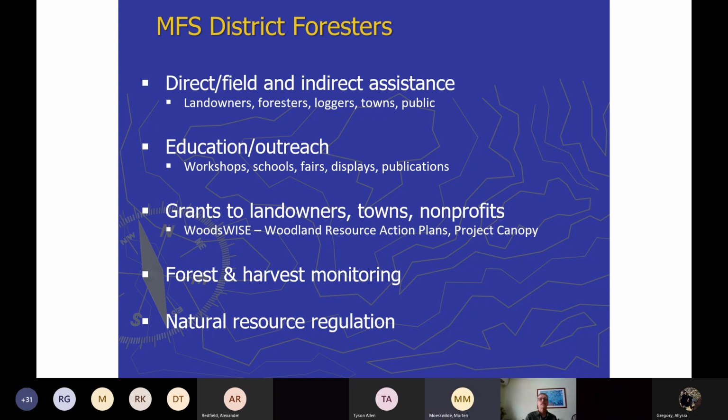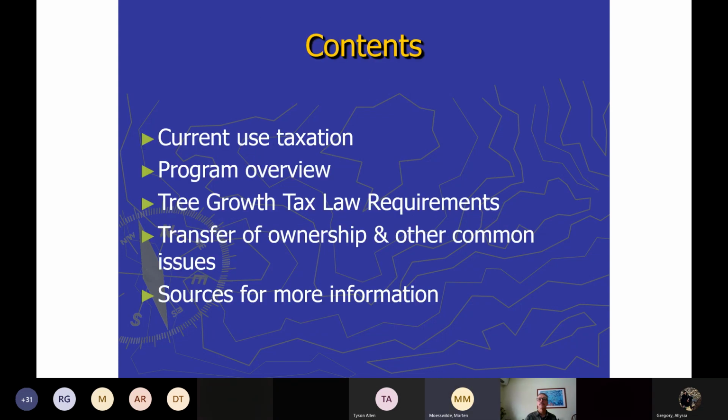Today, we really want to just cover a few things. I want to talk to you about current use taxation, what that really means, provide a little bit of an overview of tree growth specifically and what the requirements of tree growth are and what some of the opportunities are as well. One of the questions we get asked a lot about is transfer of ownership and some other common issues that we'll touch on, and also point you towards some resources where you can find more information or get more help.